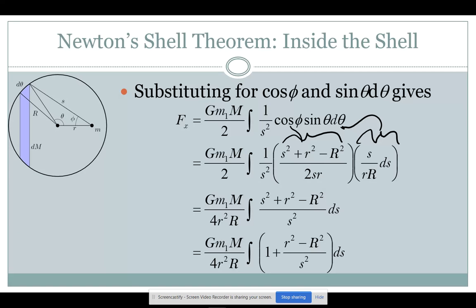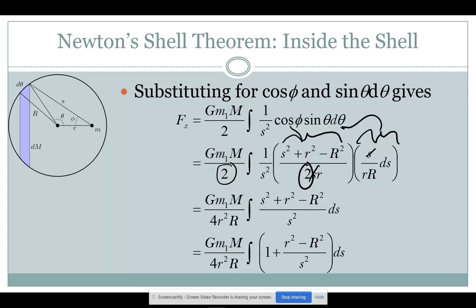Well, you look at this and you say, I see that I could cancel this s with that s. I have on the bottom now a lowercase r times uppercase R, so that's lowercase r squared times capital R on the bottom. There was a 2 here, and now I have a 4. Suddenly I'm confused as to why I have a 4 now. Oh, yes, because there was a 2 here as well. So the 2's come together to give me 4. And now I have s squared plus r squared minus capital R squared over s squared ds.